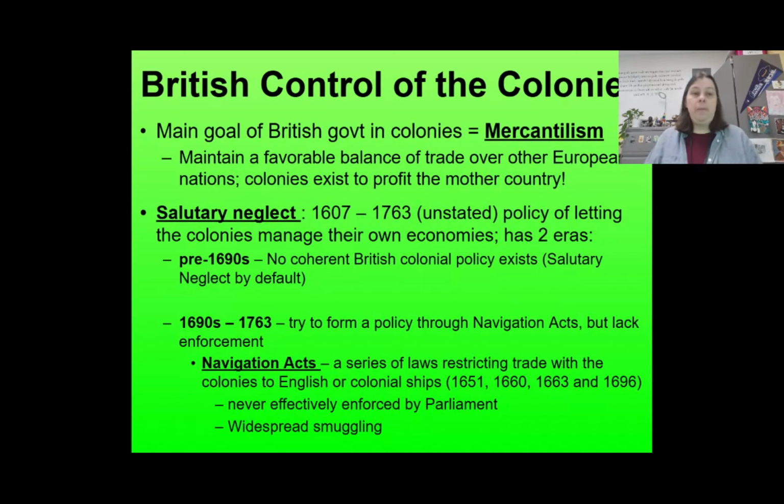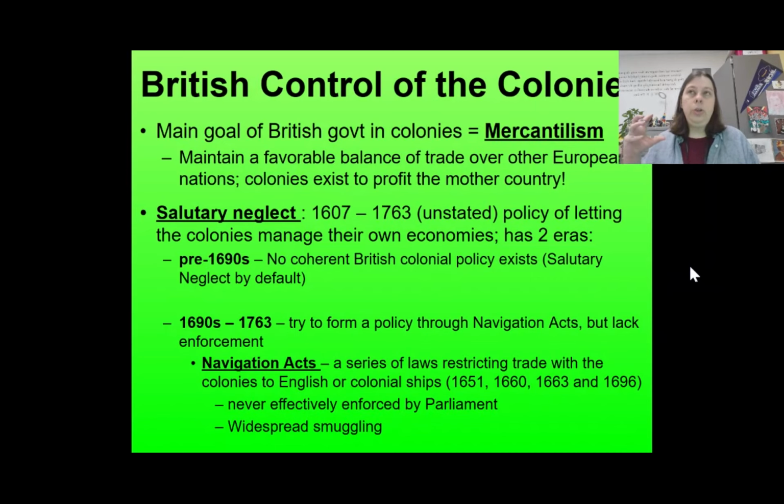And so the colonists develop a proud tradition of smuggling, which is basically bringing goods into the country, or the colony in this case, without paying taxes on them, in avoidance of the Navigation Acts. This was widespread in basically every colony, and most colonists did not really think that this was wrong or have too much of a problem with it.